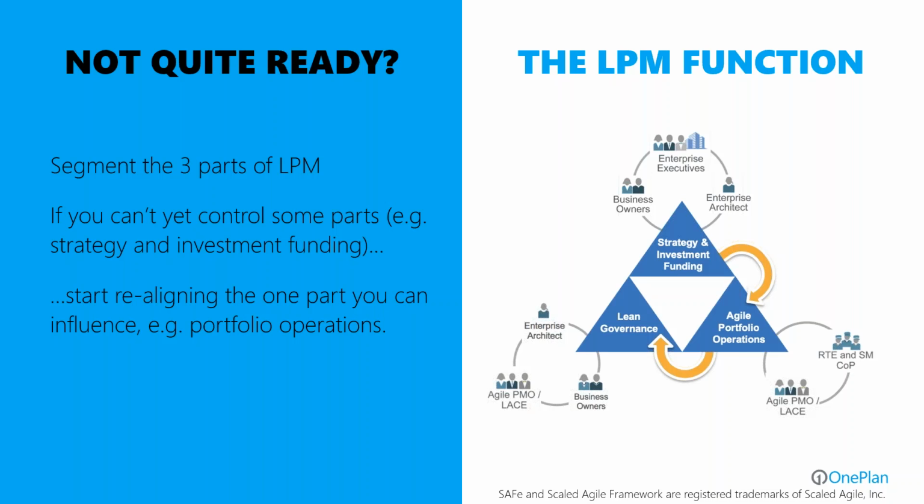So if you think about, if you're in the world of portfolio management, you've got those 3 areas we mentioned before. Maybe you, in your role, you can't control strategy and investment funding. Maybe you can't control lean governance. Maybe you can control some elements of agile portfolio operations, i.e. what's happening week to week, month to month.